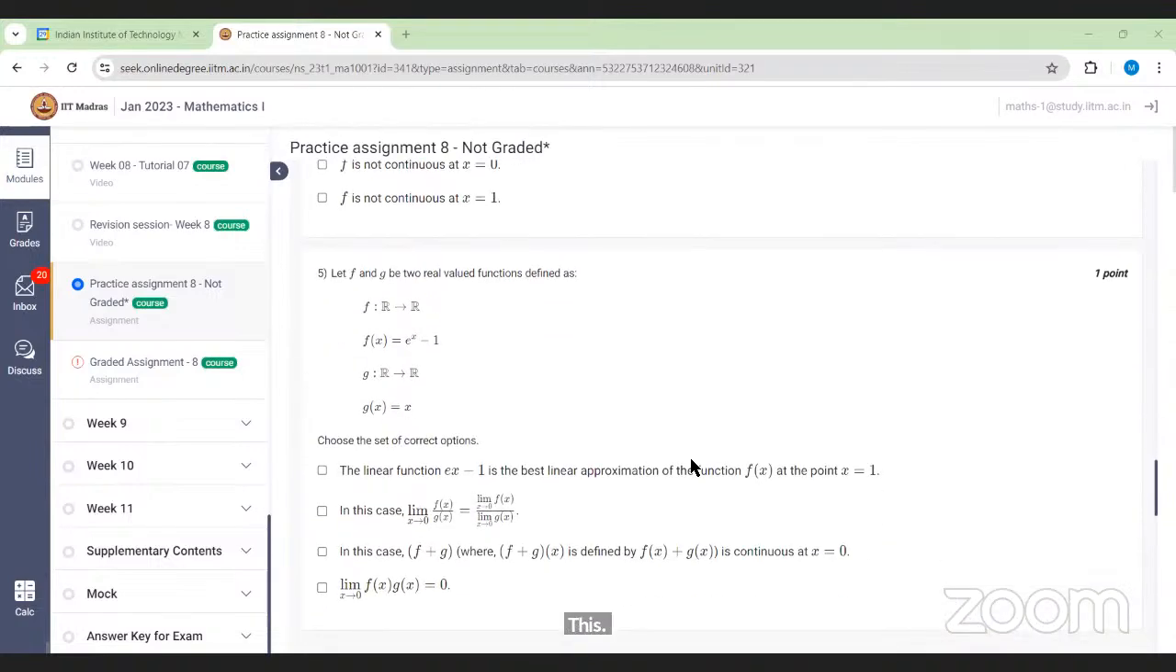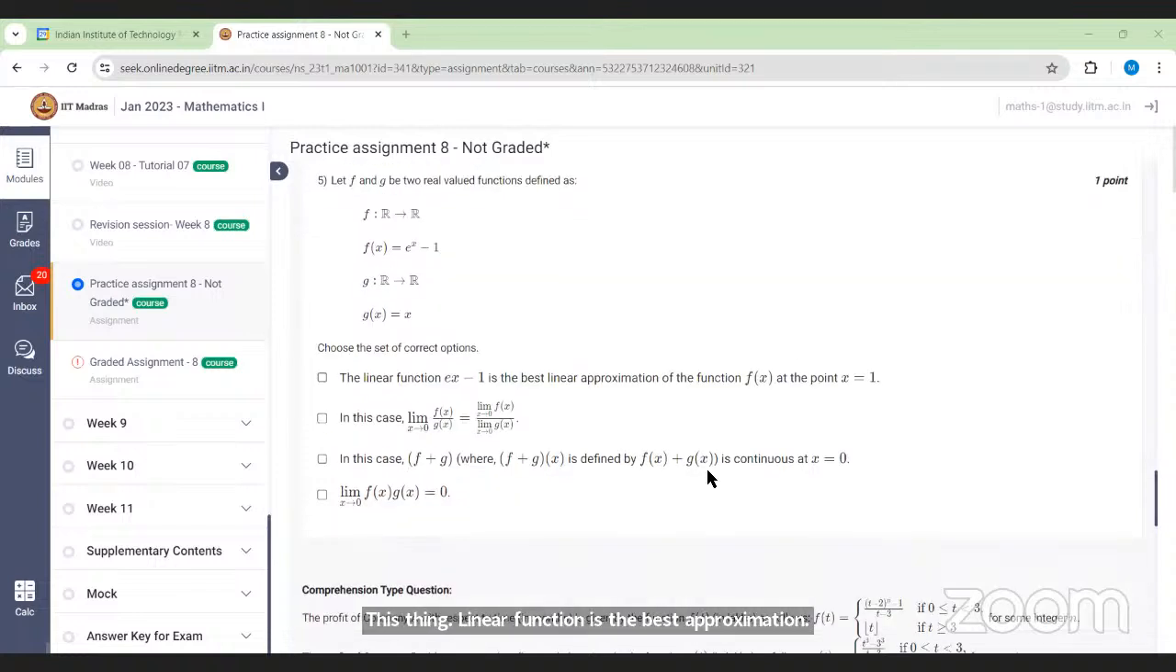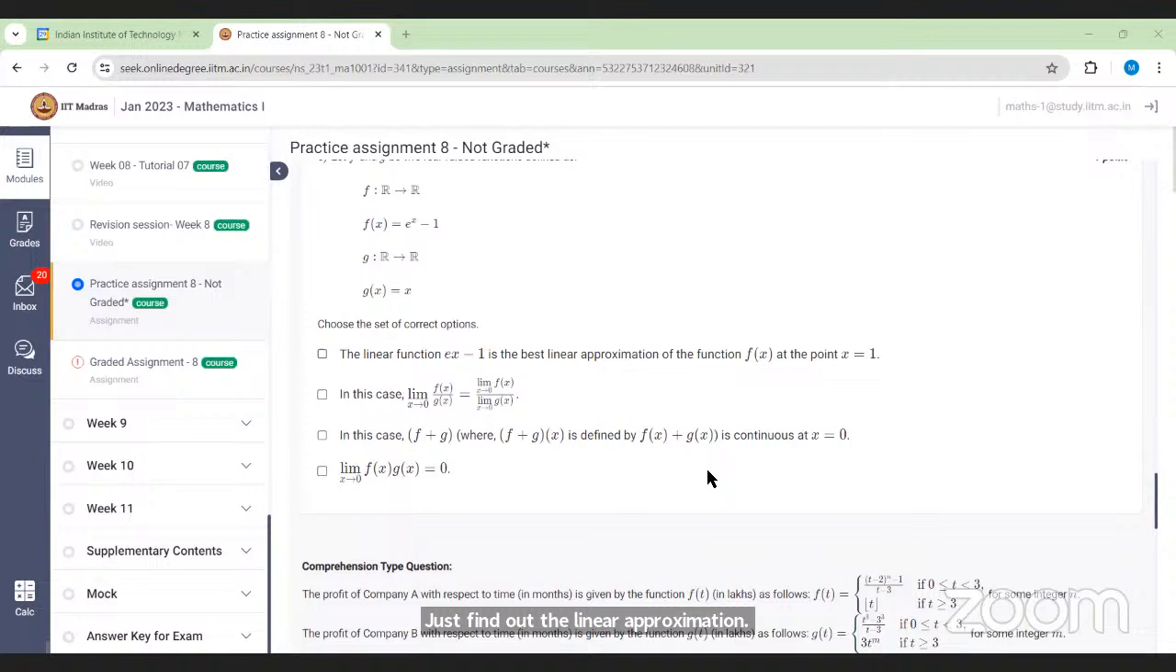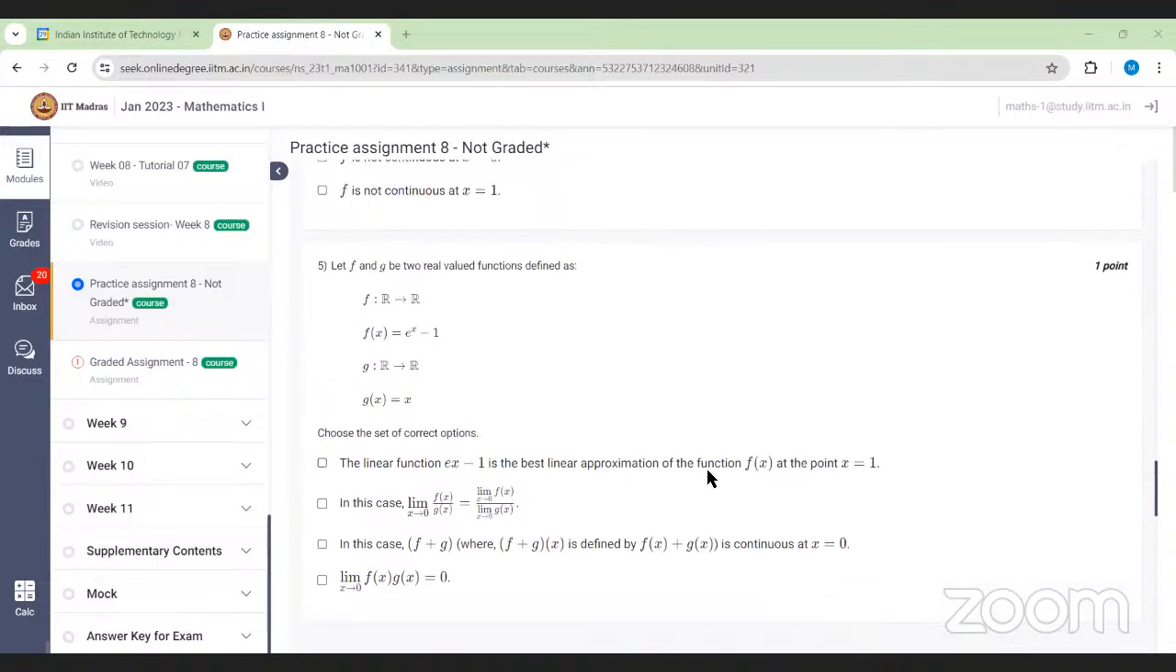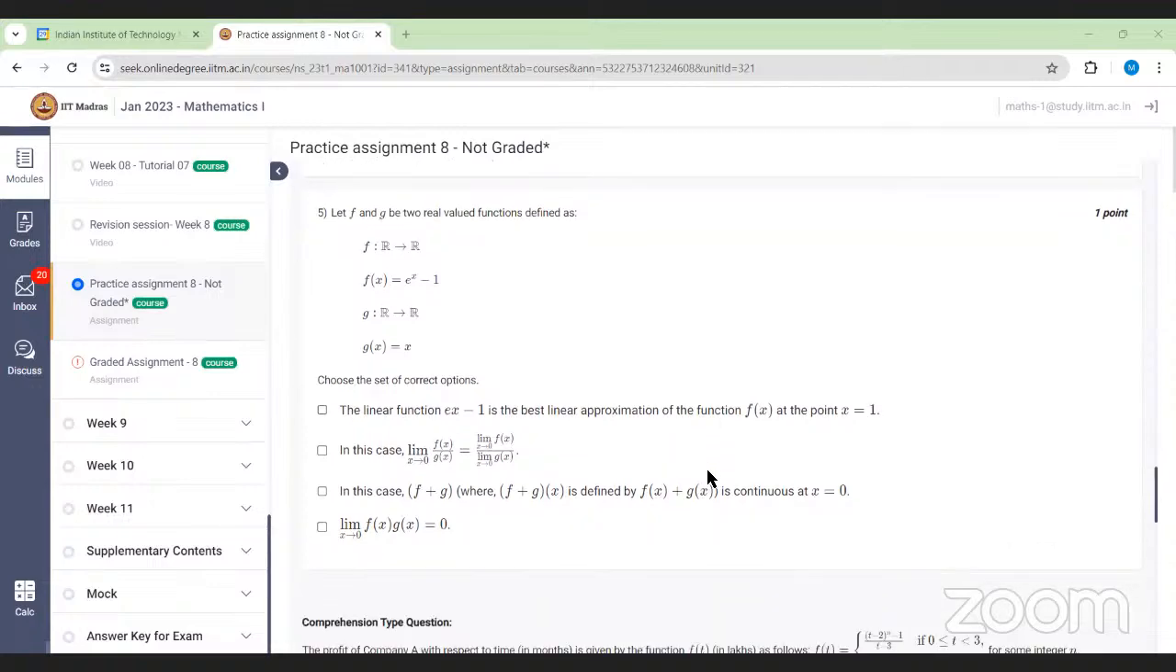Now, let f and g be two real valued functions defined as this. Linear function is the best approximation. Just find out the linear approximation. The fifth one is not that difficult, right? Just exponential and polynomial.